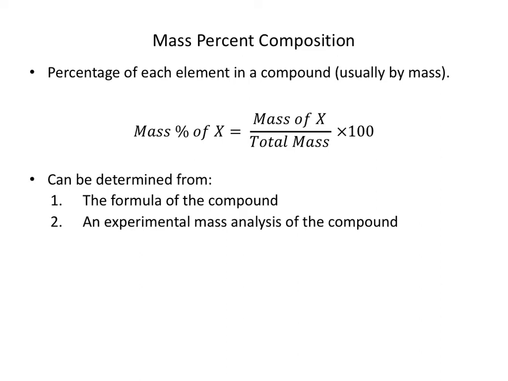And so we can get the mass percent of an element in a compound through the formula of the compound, in which case we'll just use either the formula mass or the molar mass of the compound. Or we can also oftentimes get this from experimental analyses. Mass spectroscopy and atomic emission spectroscopy are two techniques that often tell us the mass percent composition of the various elements that make up that compound. So I think it'll probably make more sense if we look at some examples.